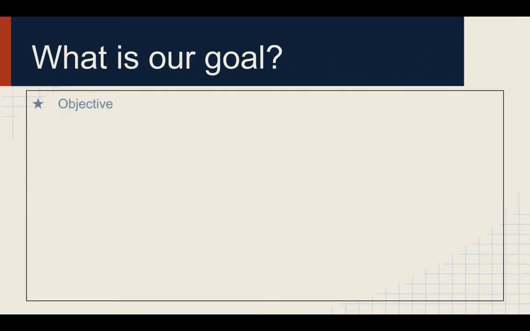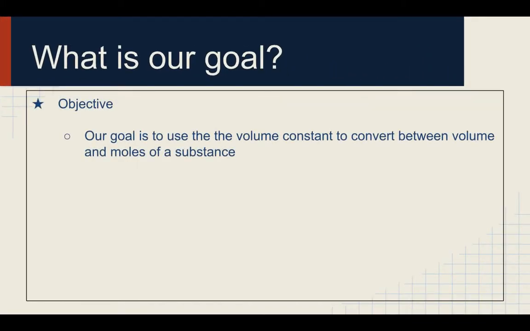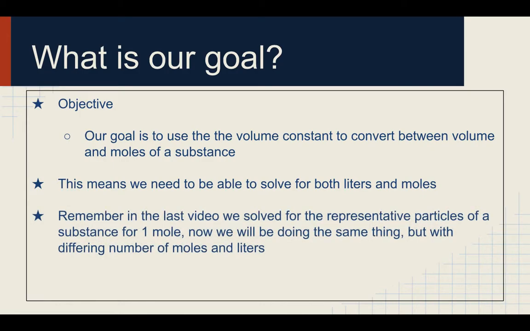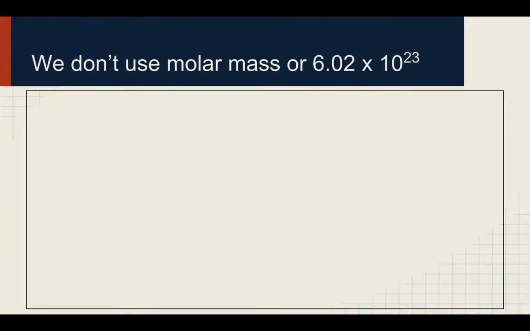So what is our goal for the day? Our objective is going to be to figure out the volume constant, which is 22.4 liters, and use that to convert between volume and moles of a substance. This means we need to be able to solve for both the liters and moles of any substance, mainly gases though. So remember, in the last video, we solved for the representative particles of a substance for 1 mole. Now we will be doing the same thing, but with different number of moles and liters. So let's get right to it.